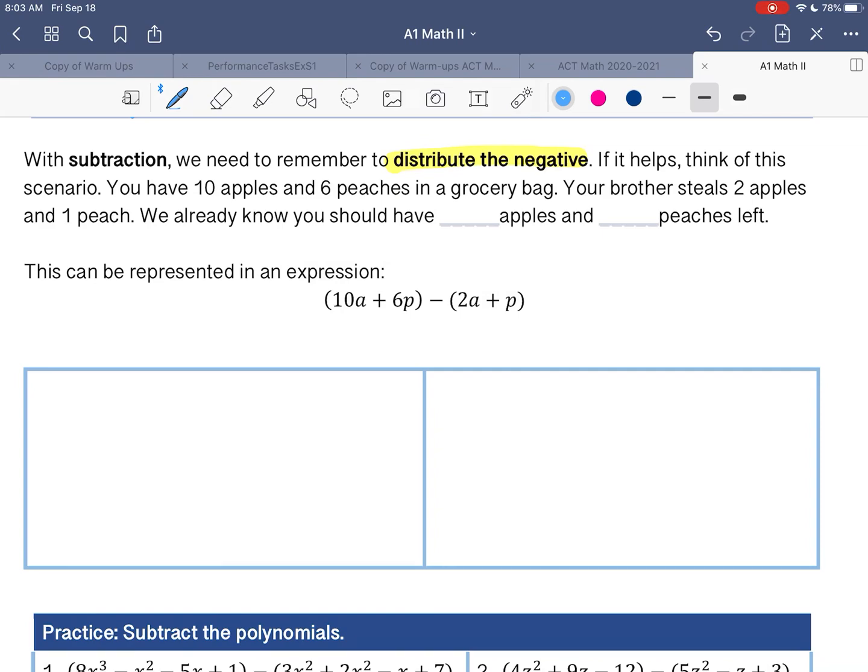We already know, because we do that math in our head, that that should give you 8 apples because he stole 2 of our 10, and 5 peaches because he stole 1 of our peaches, right? But this can be represented with polynomials. So notice that I have on this side here, it says 10a plus 6p. That I'm saying is 10 apples and 6 peaches.